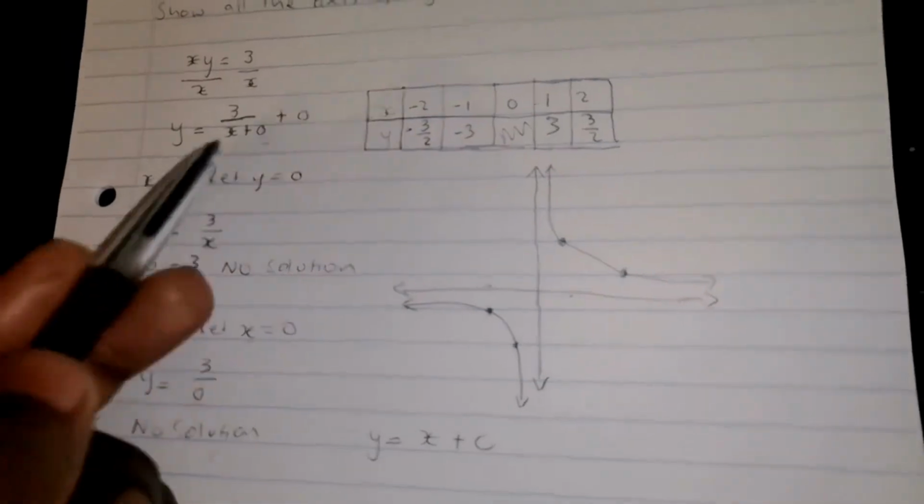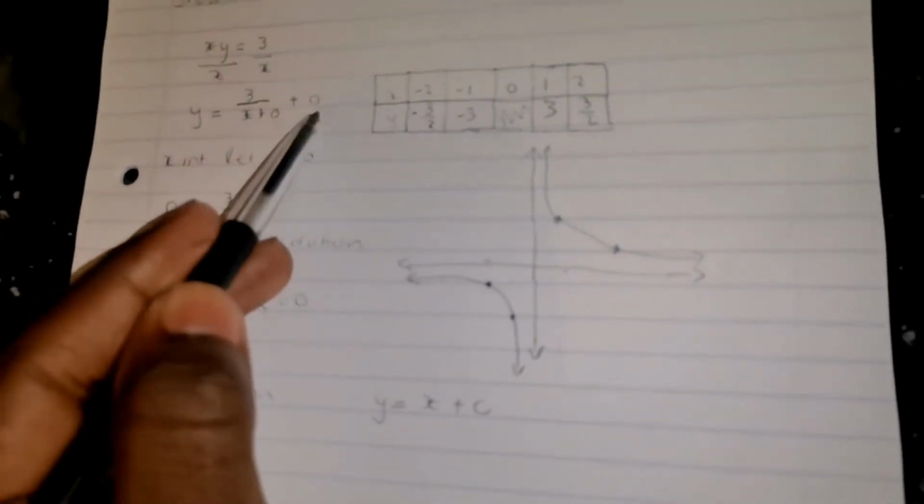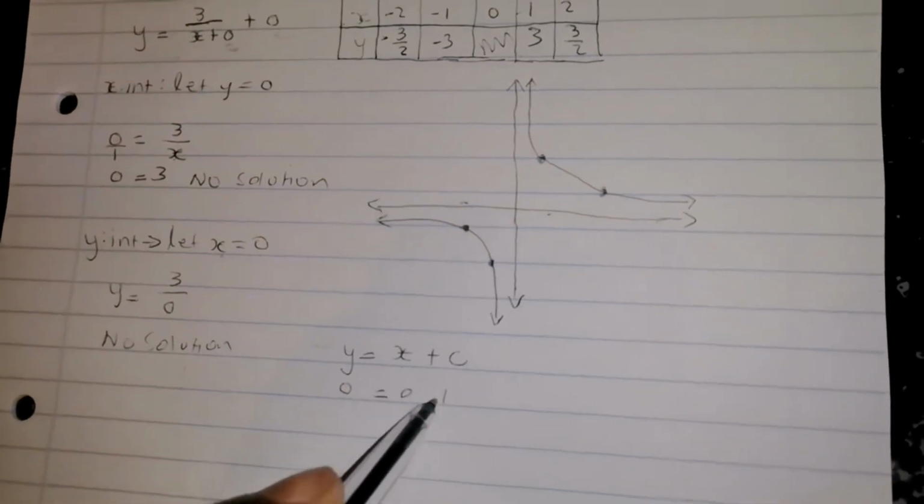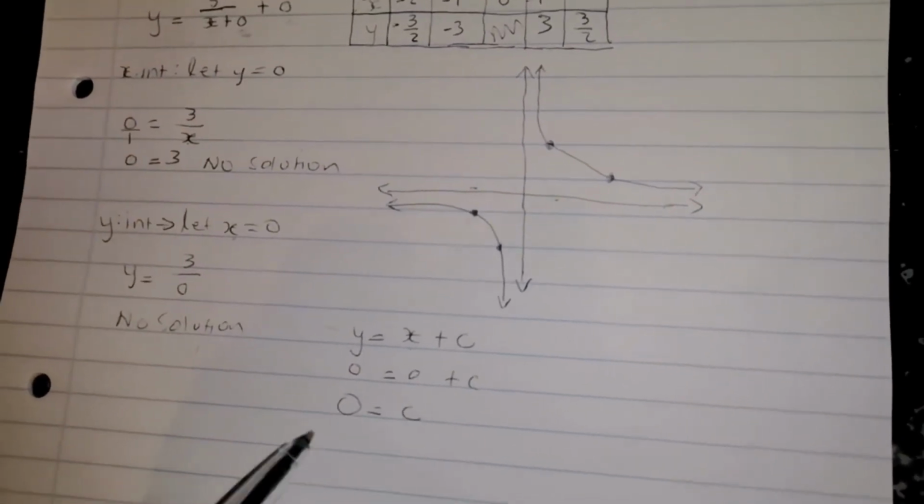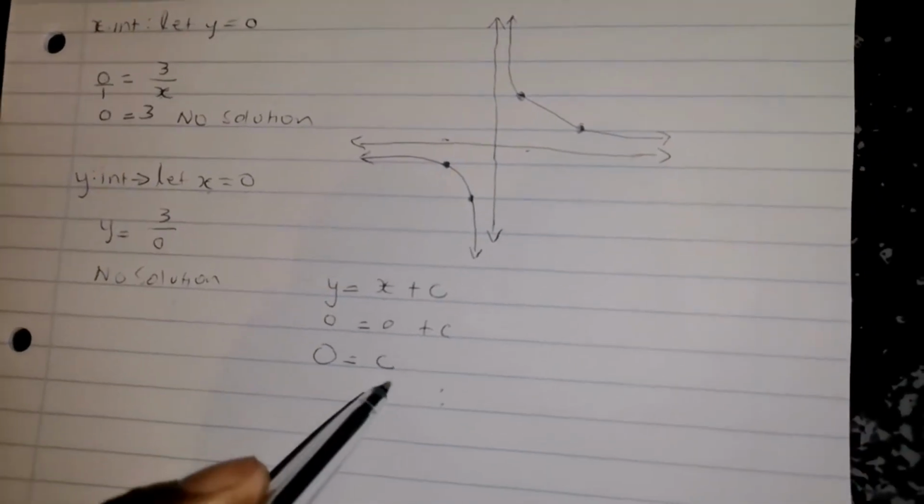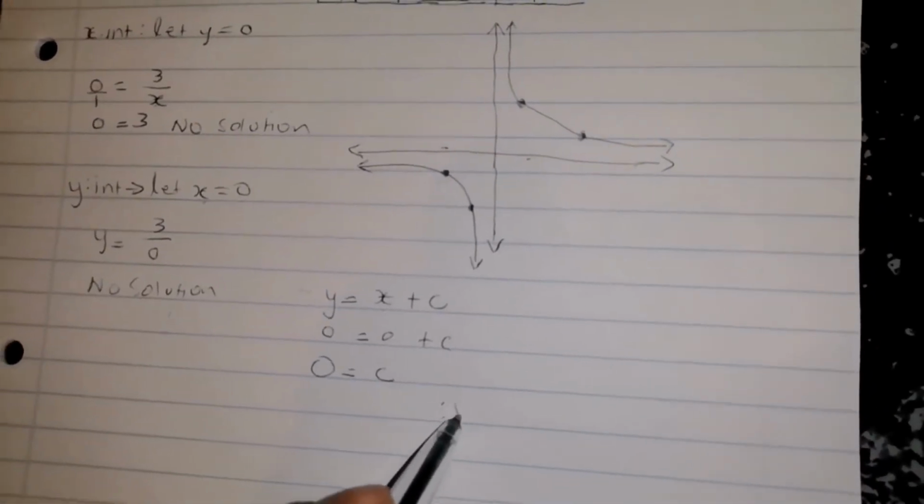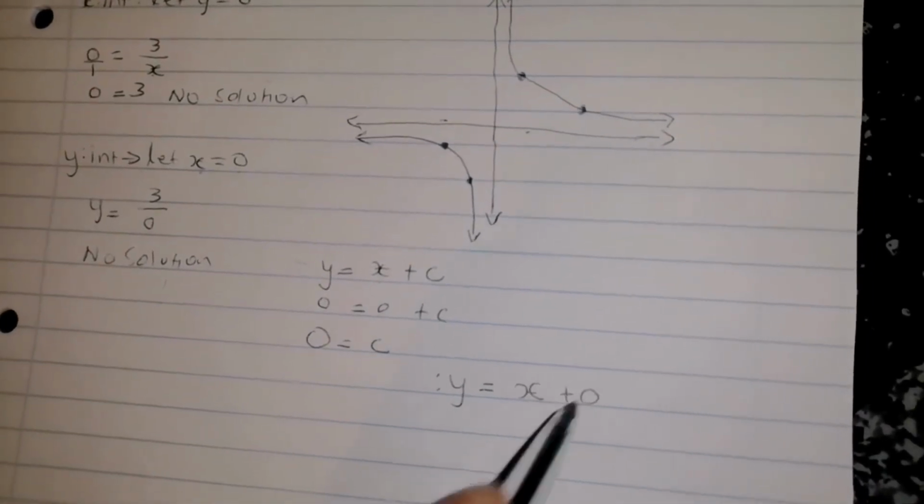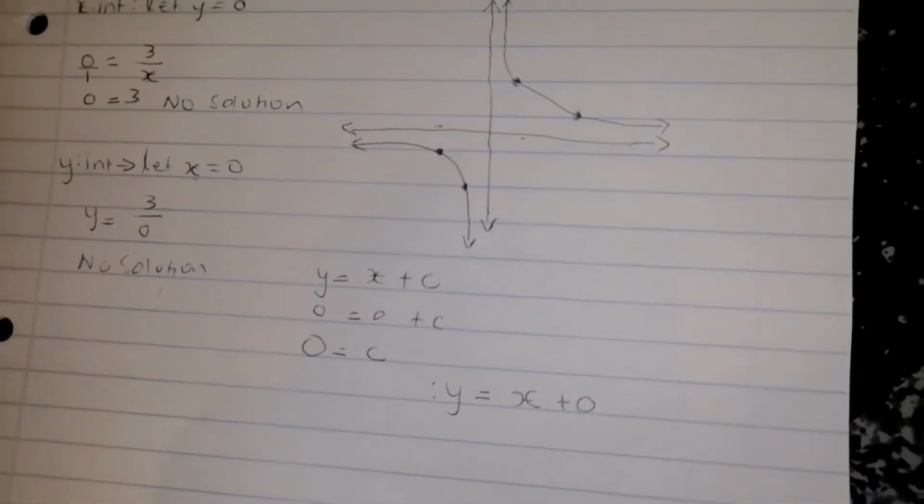So where you see x, you put in p. Where you see y, you put in q. That's simple. Then let's go. For y is 0, 0 equals 0 plus c. Then c equals 0. Therefore the equation of the axis of symmetry in the positive direction is y equals x plus 0. You are done.